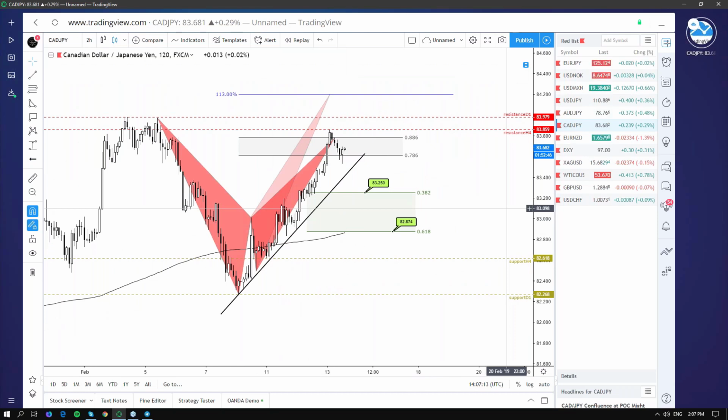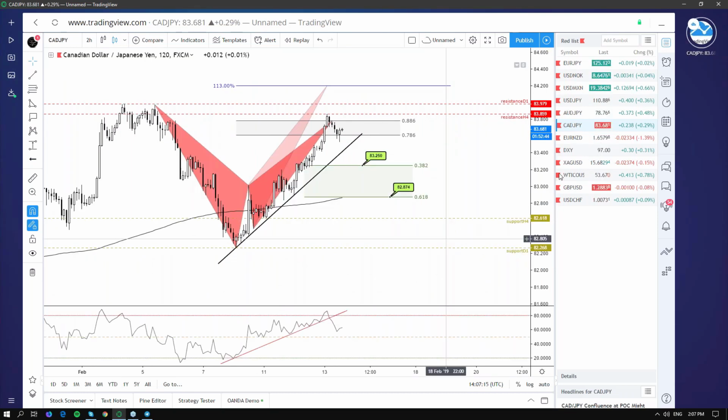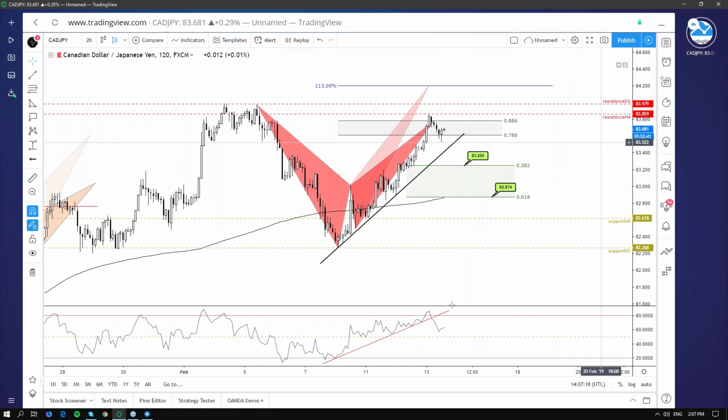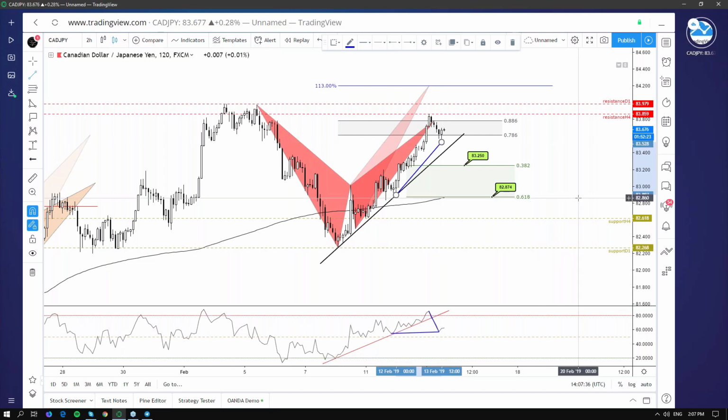The reason why I'm saying this is because I feel I see some type of hidden divergence formation. We can see the relative strength index approaching the previous bottoms, and the price is rejecting to go there. So the price is rejecting to follow the RSI.